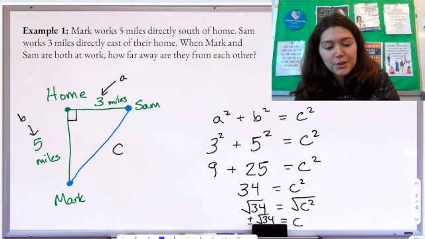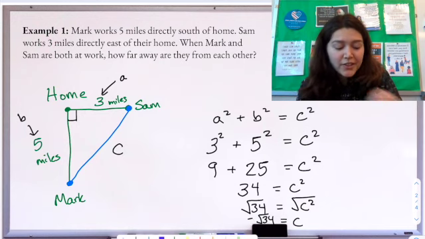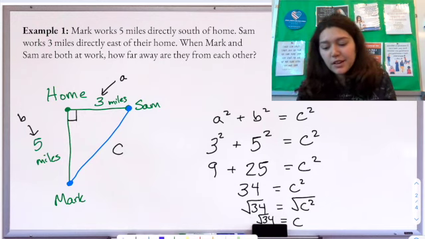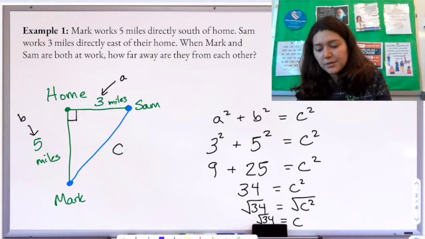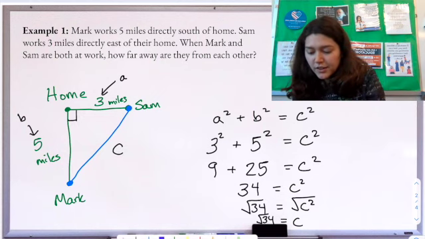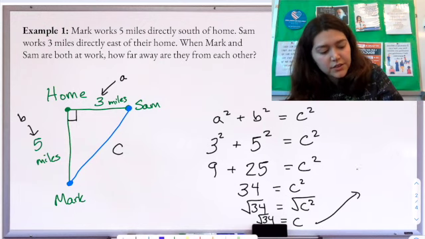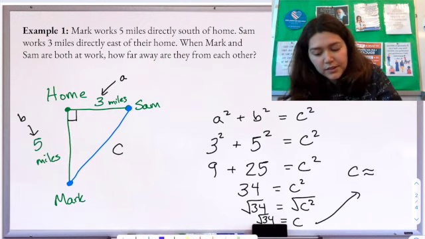But whenever we're dealing with the Pythagorean Theorem, we really don't worry about that because distance can never be negative. So the exact distance is the square root of 34. And then we can go on our calculators, as I'm doing right now, and find the square root of 34. When I do that, I get that c is about 5.8 miles.